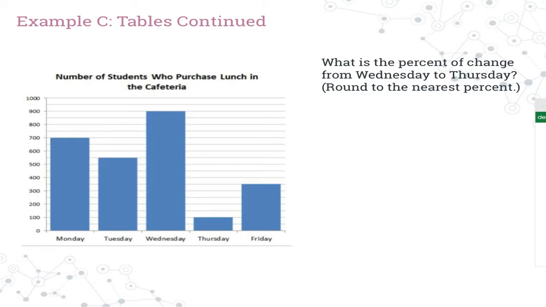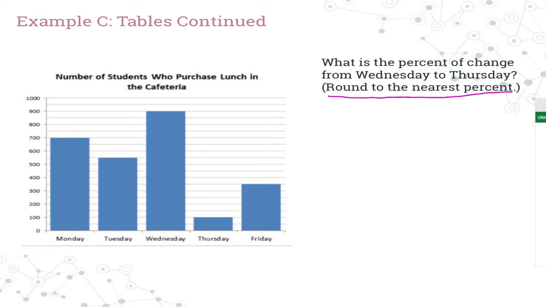So here we are at example C, and it says, what is the percent of change from Wednesday to Thursday, round to the nearest percent? So it's given us an additional direction. We need to round to the nearest percent. And we have to figure out what Wednesday and Thursday is because it doesn't give us the numbers. We're going to need to read the graph.